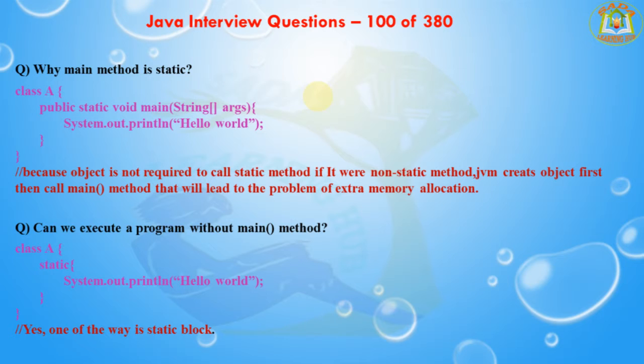Can we execute a program without the main method? Yes, it's possible. One of the ways is static blocks. Why? Because a static block is executed before calling the main method. That's why we can execute our program without a main method using a static block.